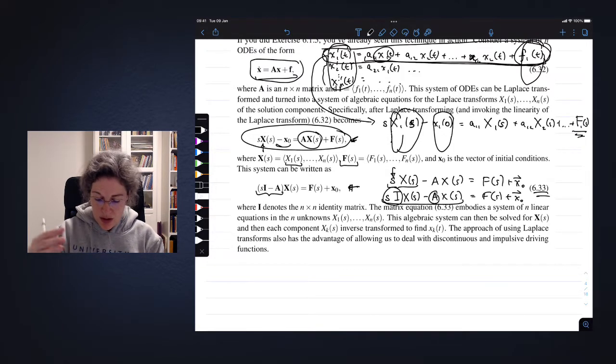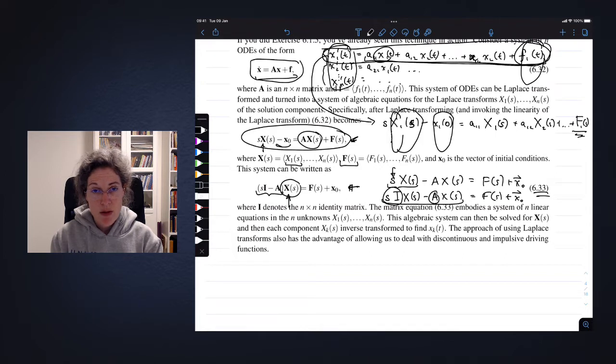So this is just a matrix equation. We've got a system of n linear equations in n unknowns. Here our n unknowns are these big X's, our Laplace transforms of our little x's of t. And so you can just plug it into any matrix algebra system. MATLAB would do it for you, Wolfram Alpha will do it for you.